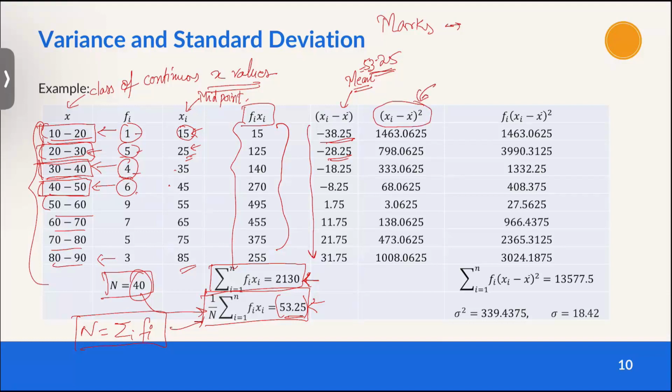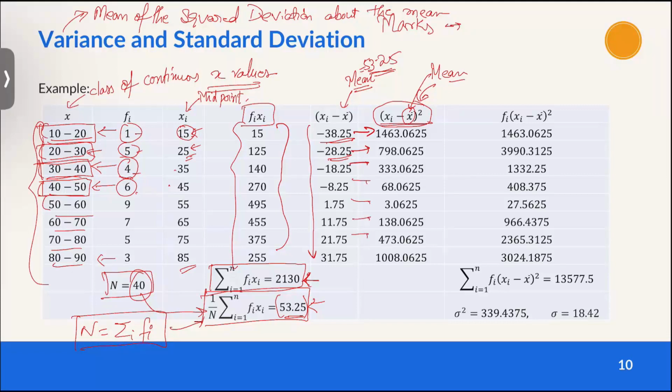Why are we taking square of the deviations? Because variance is the mean of the squared deviations about the mean. Therefore, we are calculating the squared of the deviations about the mean. So this is the mean. Okay. So again, we are squaring it up. These numbers are just square of the numbers written here.